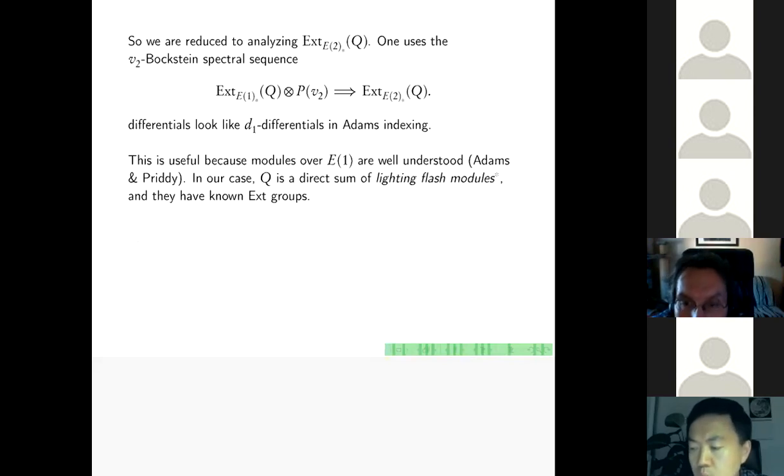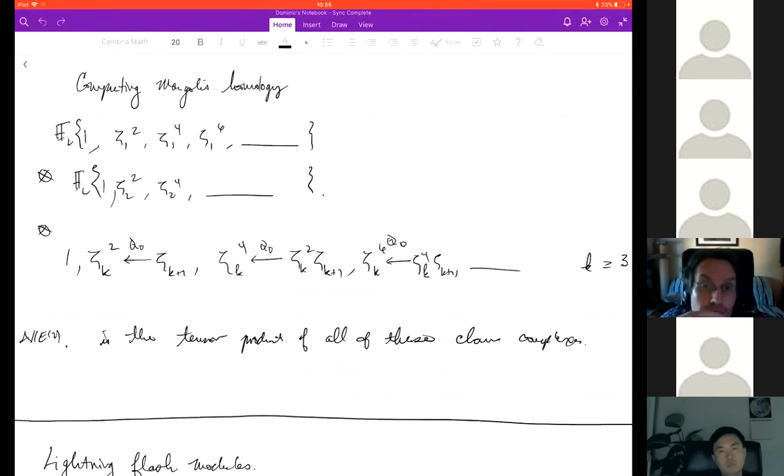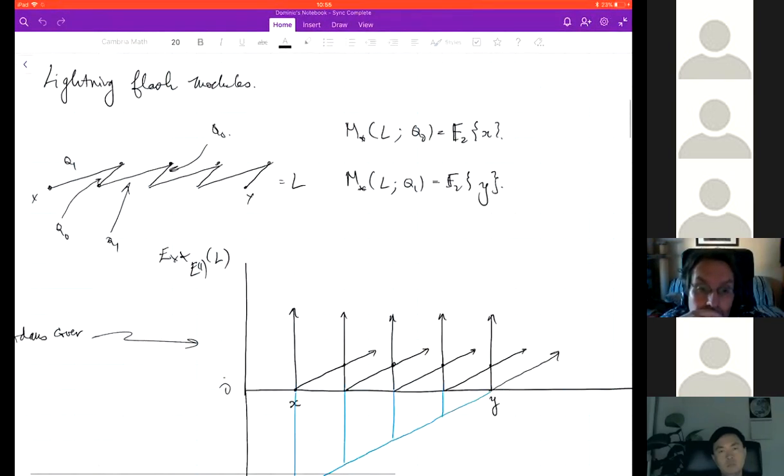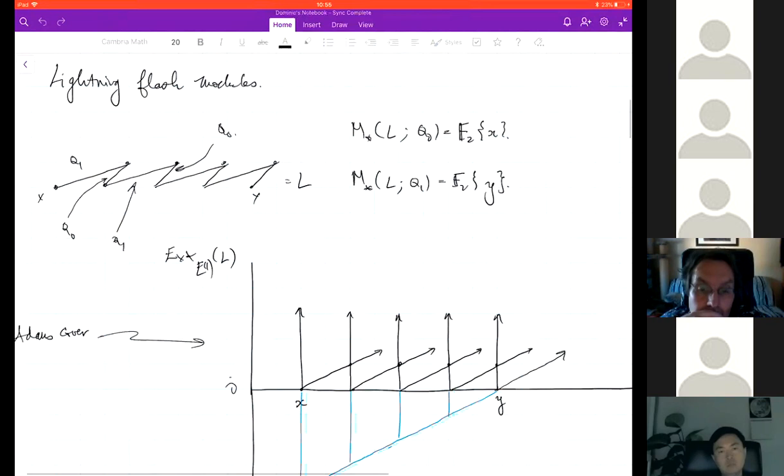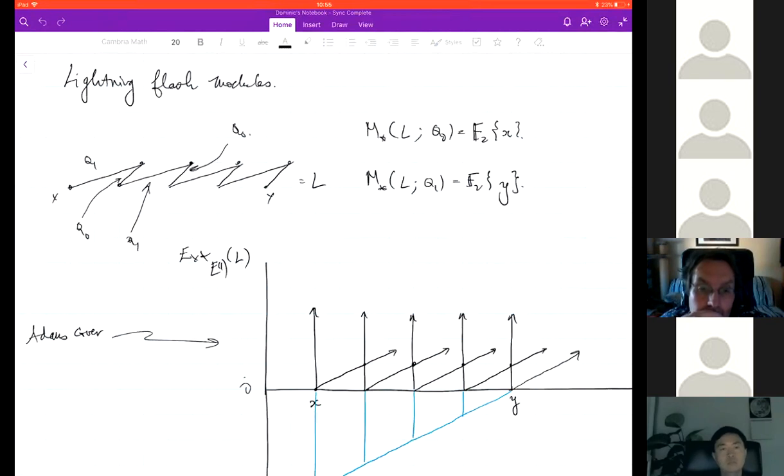And I mean, the Ext groups of these things were studied by, say, Adams and Priddy in their paper on uniqueness of BSO, where they talk about these things called lightning flash modules. And as it turns out, Q is actually more or less a direct sum of lightning flash modules. So I just want to explain what lightning flash modules are in case you haven't seen them before. So I've drawn a picture of a lightning flash module over here.